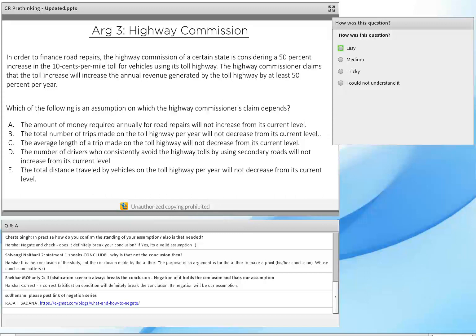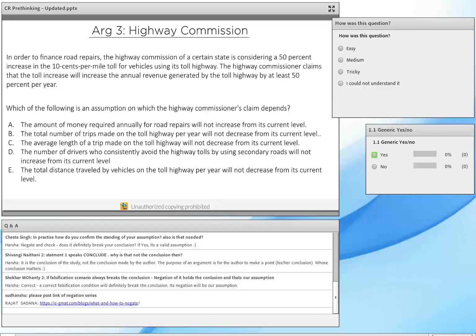Okay. And while you're doing this, I'm going to put in a yes-no poll over here. Let's get some more answers. How many of you did pre-thinking here? Okay. 90% of you did pre-thinking. That's good. That is really nice.